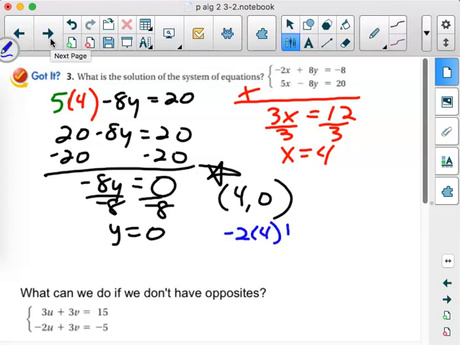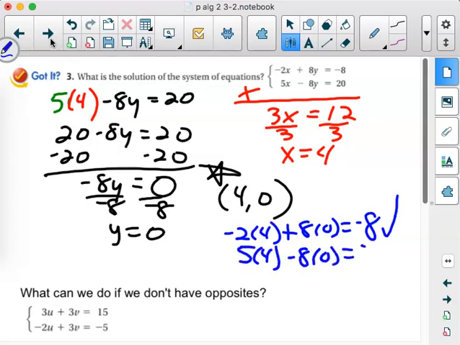-2 times 4 plus 8 times 0 equals -8. Well, of course that makes sense, because 0 times 8 is 0. So yeah, that'll be -8. That's good. And then 5 times 4 minus 8 times 0 equals 20. Of course it does. 5 times 4 is 20. 8 times 0 is 0. Boom! Didn't even need a calculator for that one.